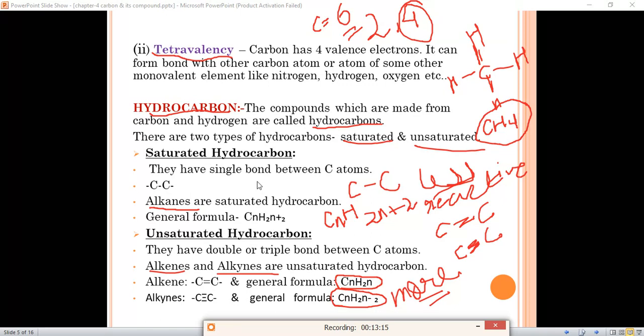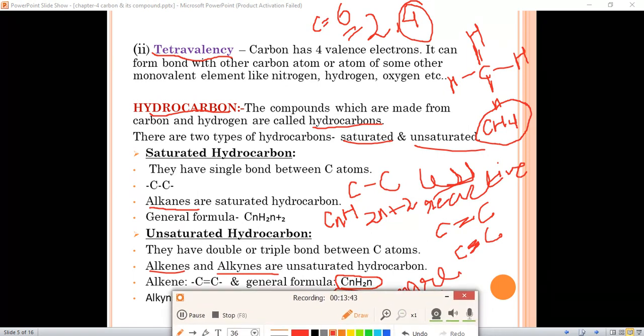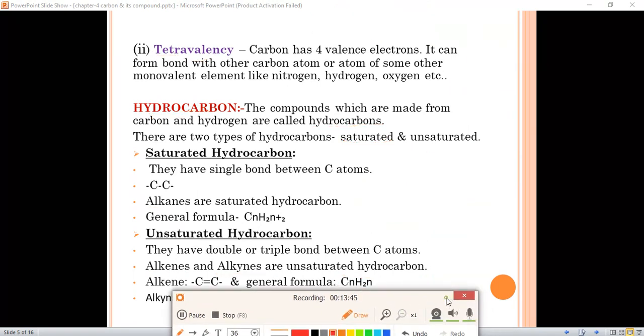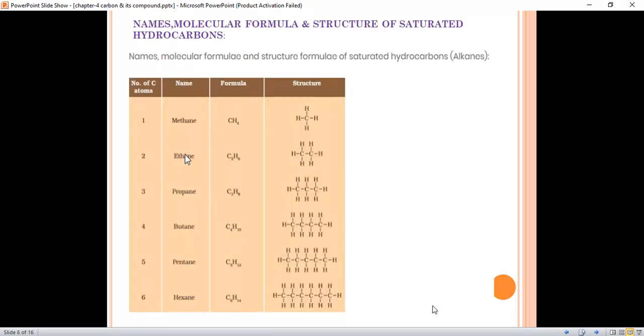So these are the differences between saturated and unsaturated hydrocarbons. Sometimes in your exam you will be asked to write the differences between saturated and unsaturated hydrocarbons. So what you can write for saturated hydrocarbons? They contain single bonds between carbon-carbon atoms. For unsaturated, they contain double or triple bonds between carbon atoms. Alkanes as an example you can write, and for unsaturated you can write alkenes and alkynes. General formula you can write for both of them, and the next point you can write: saturated hydrocarbons are less reactive, unsaturated hydrocarbons are more reactive.